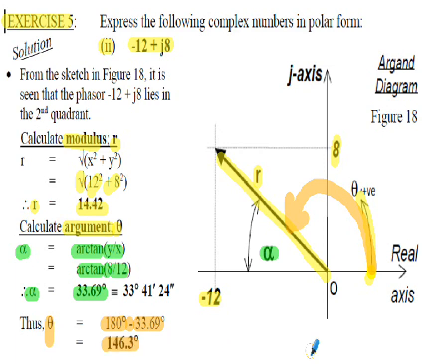So here's an illustration how important it is to sketch the complex number on the Argand diagram initially, so you know exactly which quadrant the phasor resides, and then you know how to calculate angle theta.